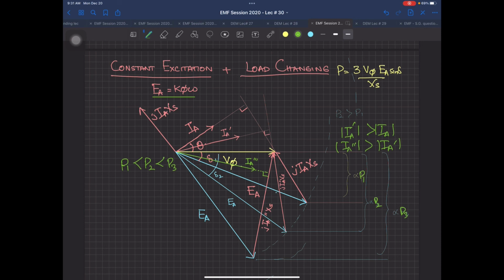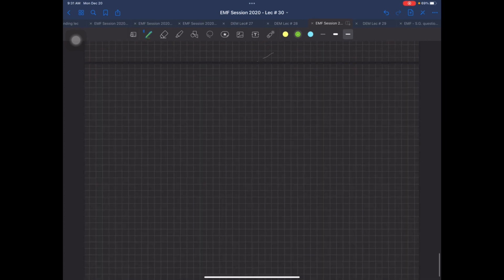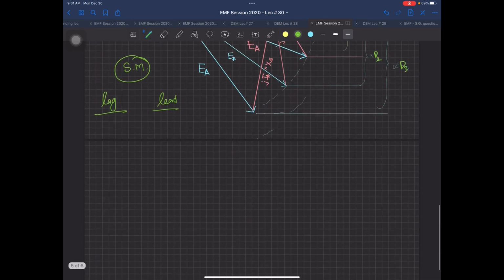Load बढ़ा तो current बढ़ा. But the power factor is also changing, and synchronous motor is the only motor in the family of AC machines which can give you a lagging power factor and also a leading power factor. So this is a constant excitation with load changing over here. I will upload the second part on this one.